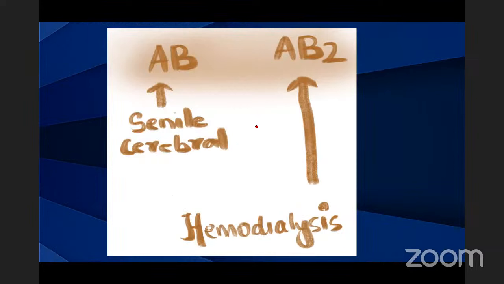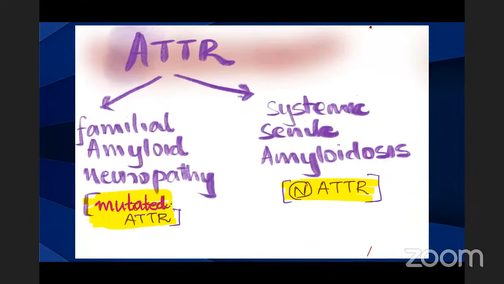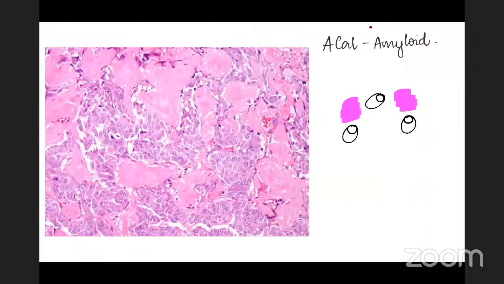There are two betas that you have to remember. One is A beta, which is deposited in the brain in Down syndrome and Alzheimer disease. Remember, all patients of Down syndrome after the age of 40 will develop which disease? Alzheimer's disease. In hemodialysis, as we just told, it is beta 2 microglobulin, which is a part of MHC1, and it causes carpal tunnel syndrome. Now, ATTR: normal ATTR is deposited in systemic senile amyloidosis, and mutated ATTR is deposited in familial amyloid neuropathies. Also remember which cancers can present with amyloid, apart from renal cell carcinoma and Hodgkin's, which show reactive amyloid. Special amyloid types are present.